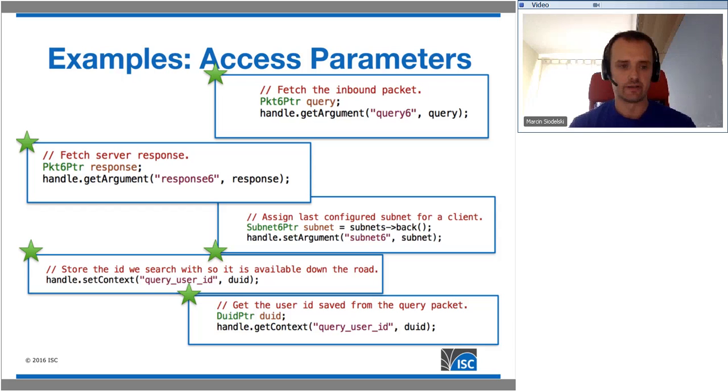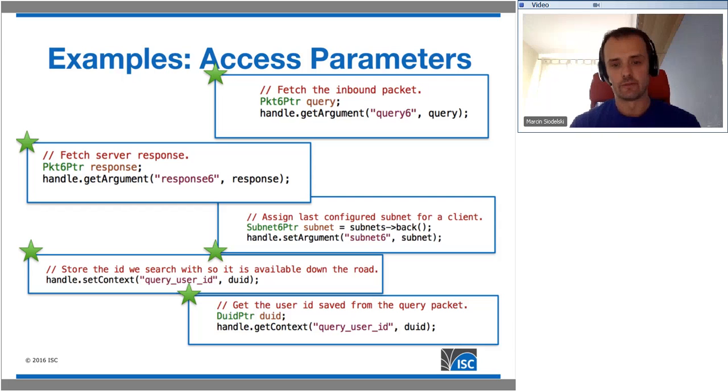Similar thing is with the second example, but in this case, we are getting the server response. This will not be available in all the callouts or all hook points because when the server receives the packet, it doesn't have the server response yet, so the only argument available would be query 6, right? But if you get to the point when the server is about to send the response to the client, then the packet 6 send hook point is reached, and the packet 6 send callout will be called, and then you will have access to the server's response, and you can modify it, retrieve data from it, or do other stuff.